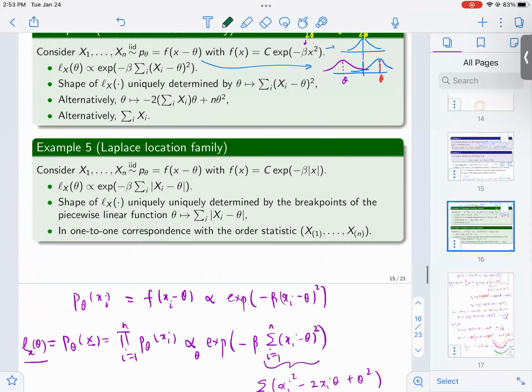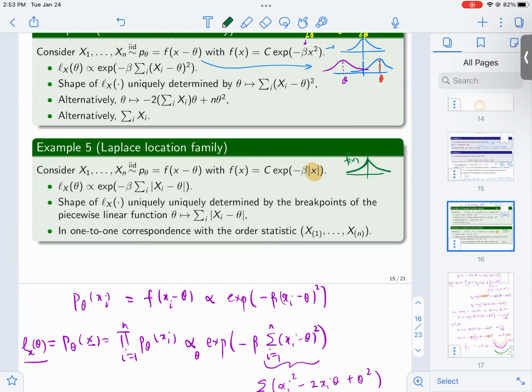And that's the case with the second example. If you have the Laplace location family, it's exactly the same thing. I just drop this 2 here. Now my base density looks like this. If you plot it, it would be this double exponential, right? That's f of x. There's a kink at 0. It's not smooth. If you write down the likelihood, it's very similar to what we had there. Then I can apply the log and the negative sign. I get that theta maps to this.